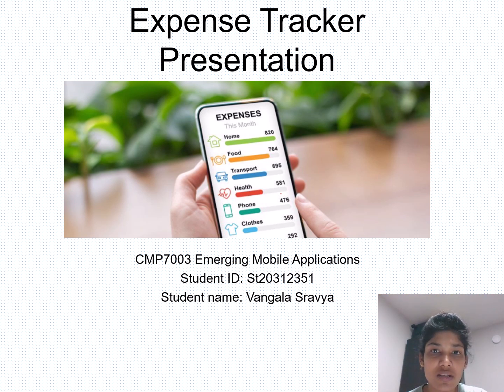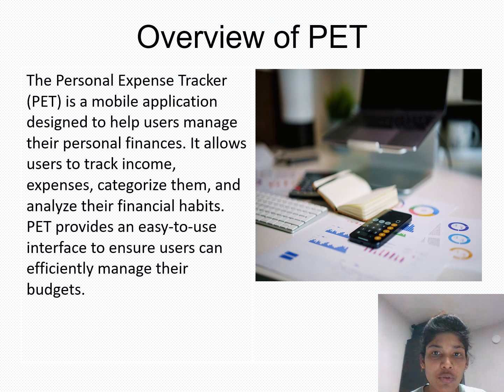This presentation covers the design and implementation of a personal expense tracker app built for Android using Firebase, RoomDB, and modern design patterns. And next, this is the overview of PET. PET stands for Personal Expense Tracker. It provides user-friendly expense tracking, secure login, geolocation, tagging, and spending analytics using Android's latest frameworks and APIs.